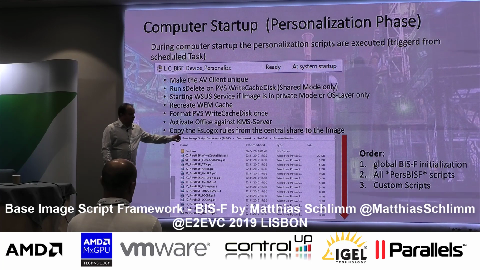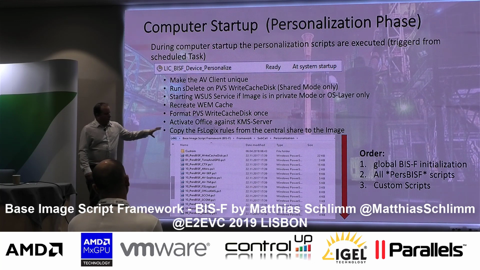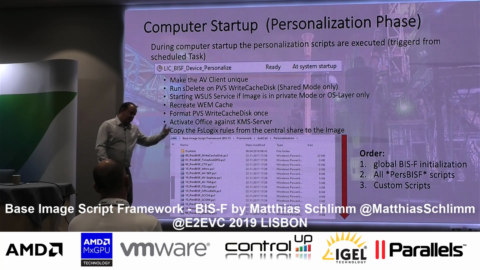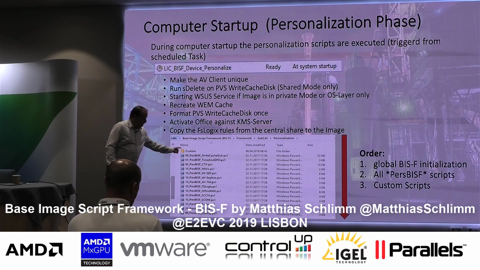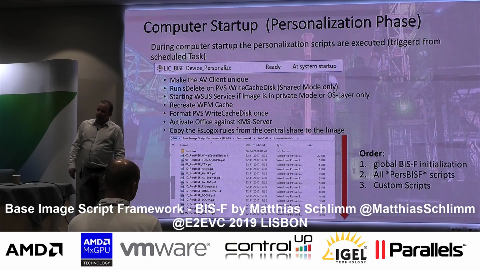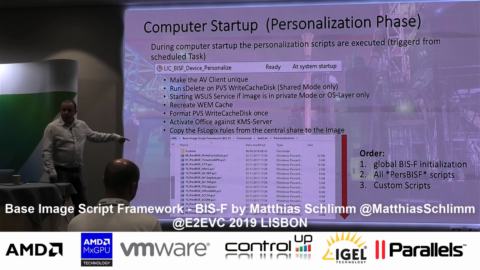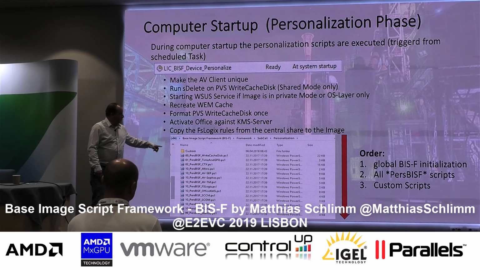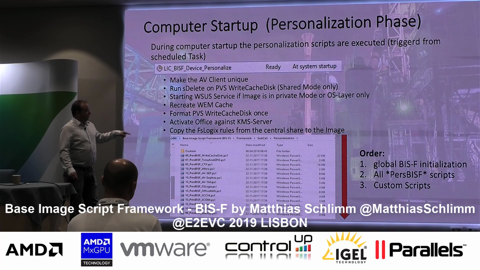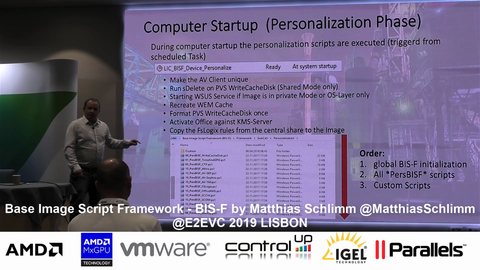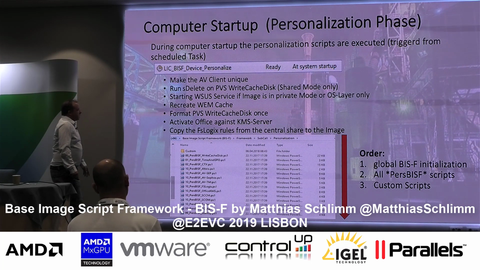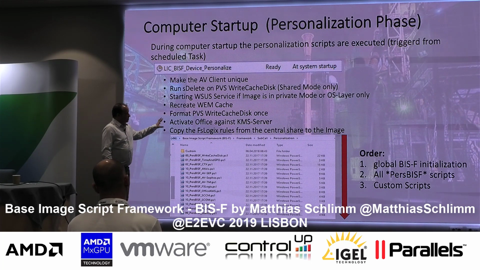In the personalization it is a little bit different from the preparation: we do all the global things first, like initializing the modules themselves. Then we use our scripts from BIS-F itself, and at the end we trigger scripts that are placed here in the custom folder, and that is all. And at the end, if you have configured the Citrix Delayed Desktop Service, then it will be started. That's all. So all you see here, like Office activation and all the other things.